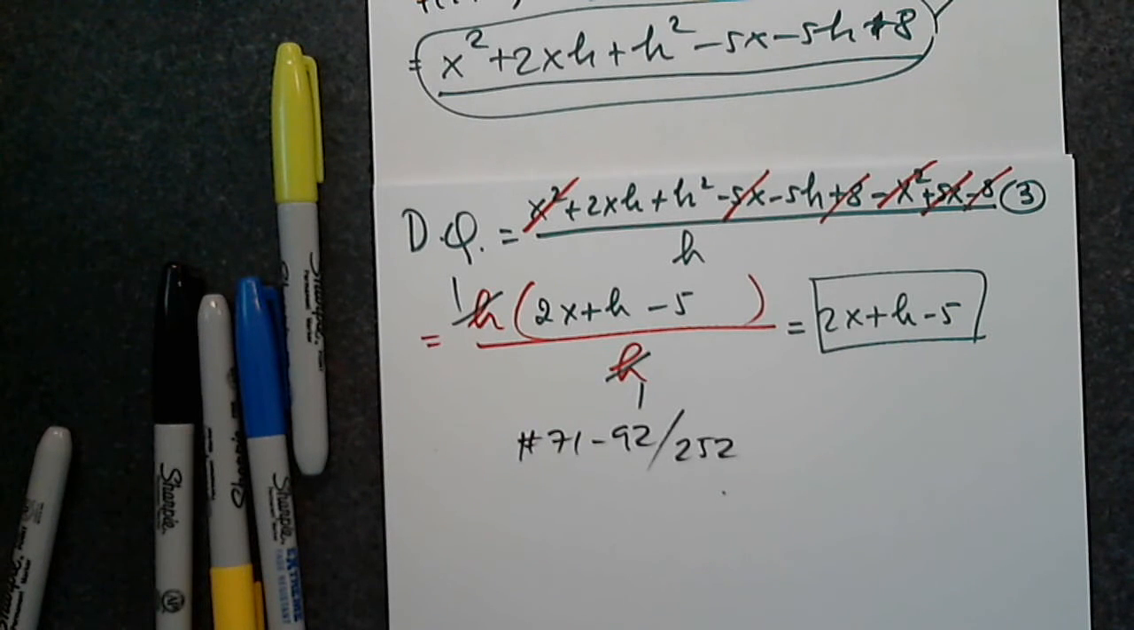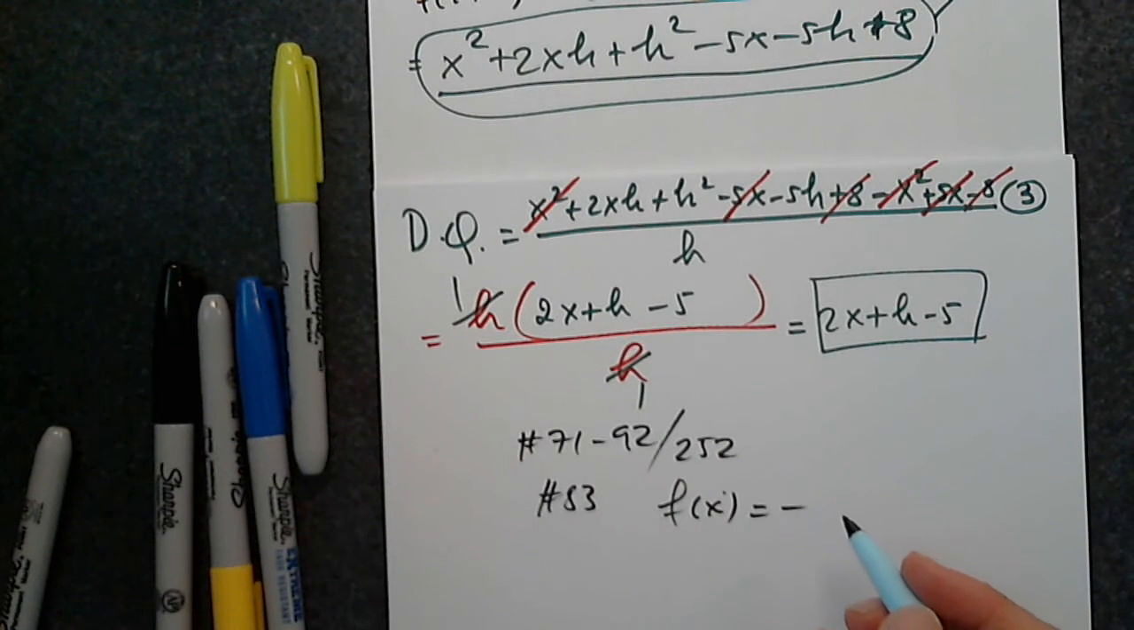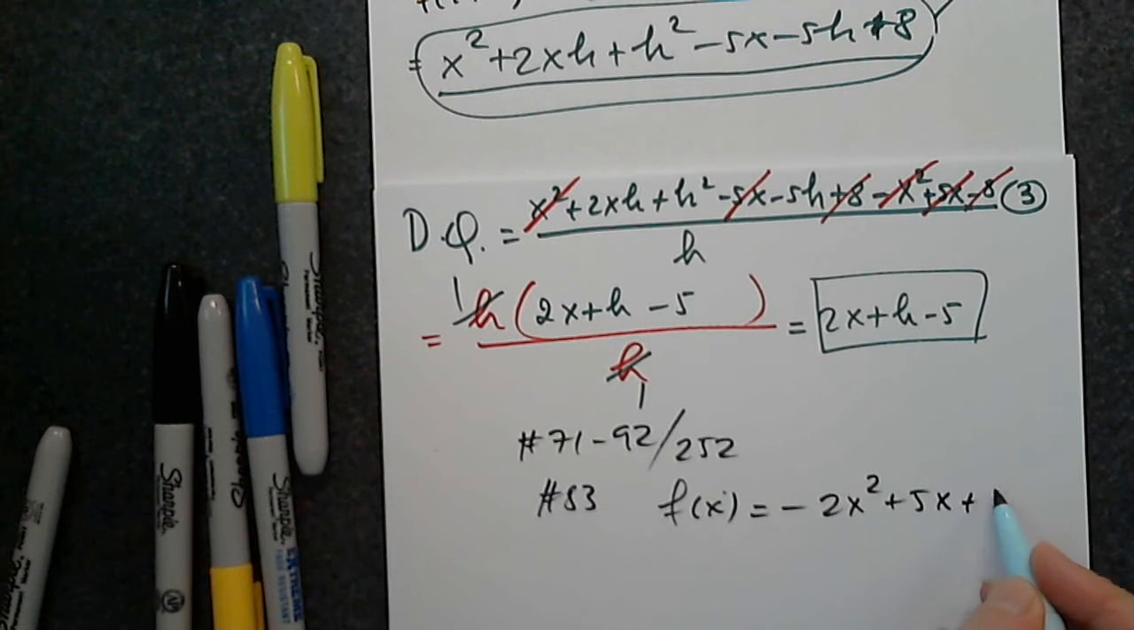Okay, I'm going to choose 83. Thank you for the vote of confidence. You wanted me to choose negative 2x squared plus 5x plus 7.